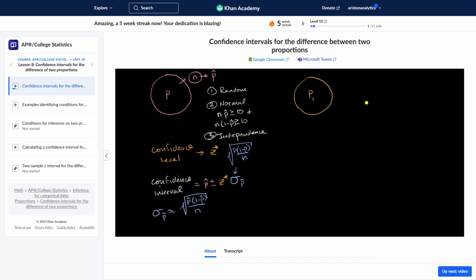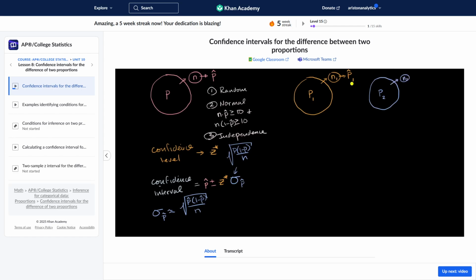And then there's another population. So let's call that P2. Maybe this is freshmen in your high school or college, and maybe this is sophomores. So two different populations. And you want to see if there's a difference between the proportion that are left-handed, say. And so what you could do, just like we've done here, is for each of these populations, you will take a sample. Here, we'll call that N1. And then from that sample, you calculate a sample proportion. Let's call that P1. And then from this second population, we do the same thing.